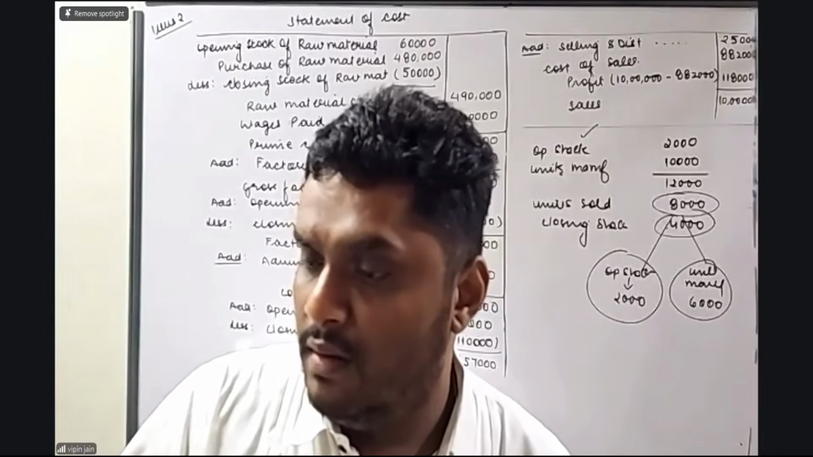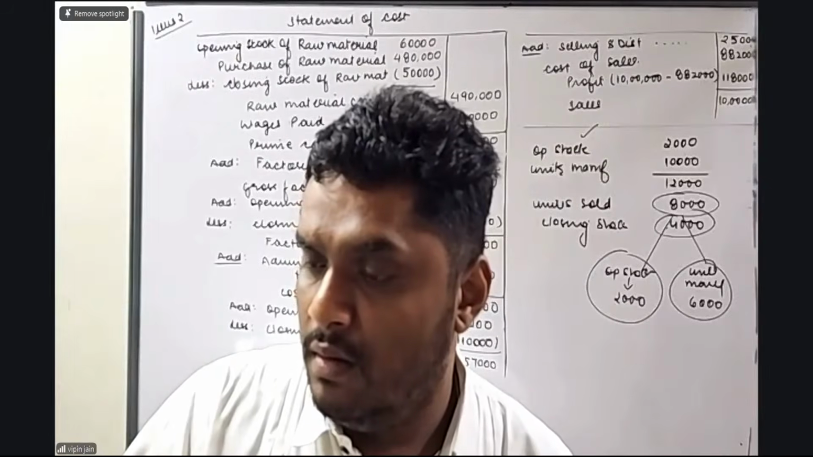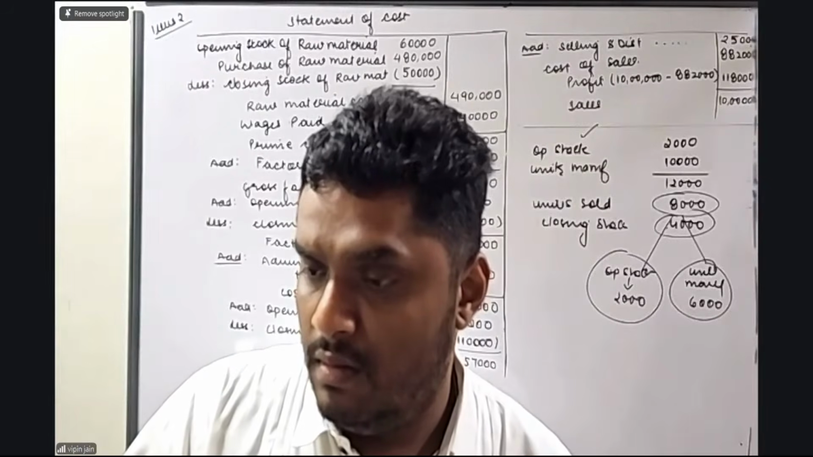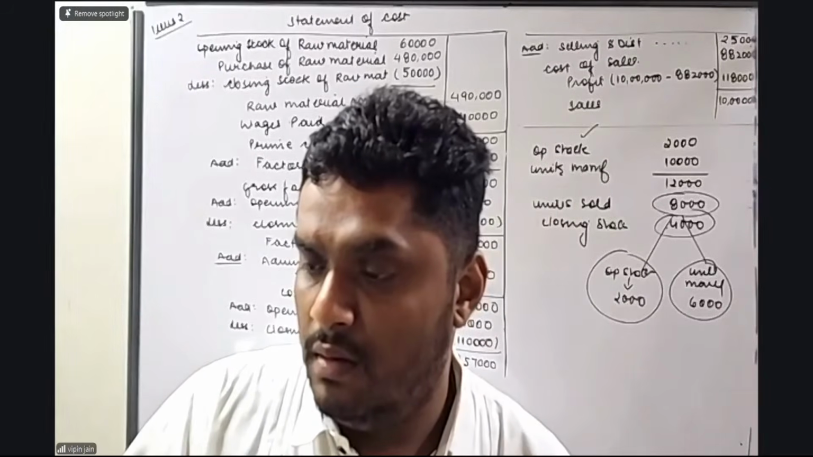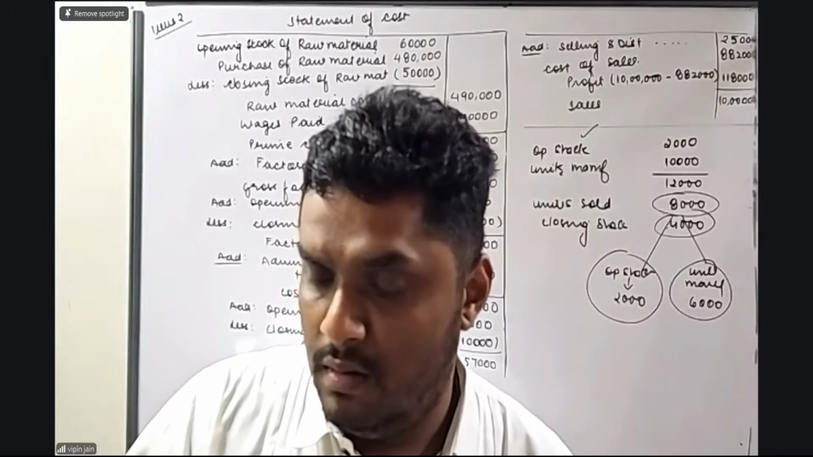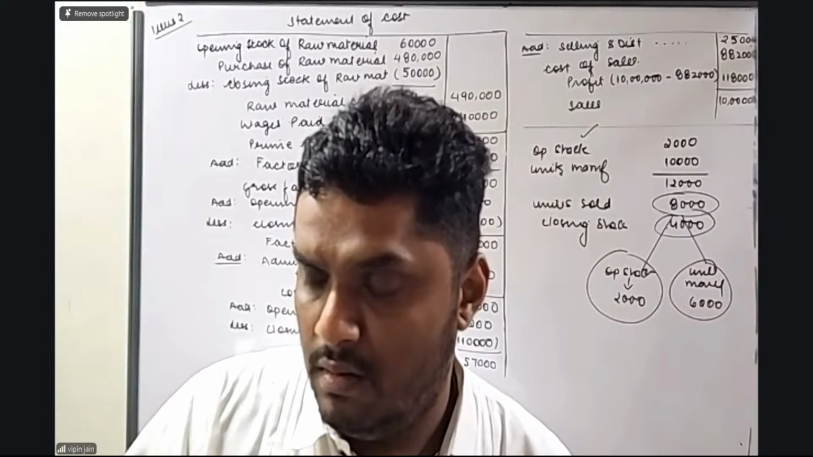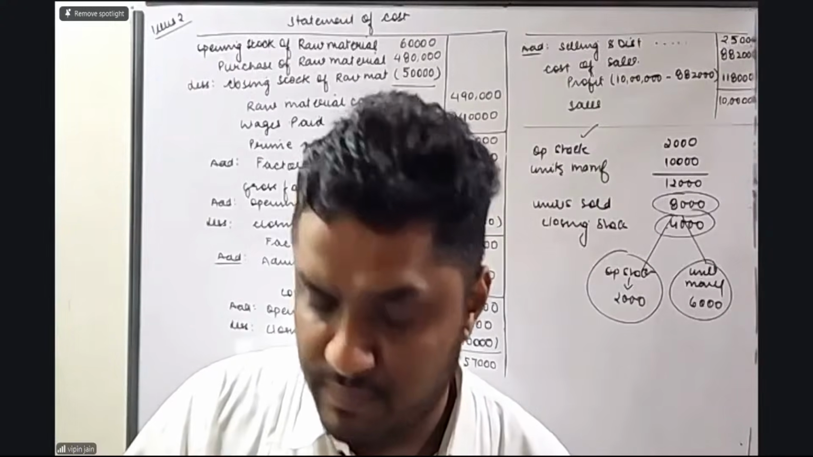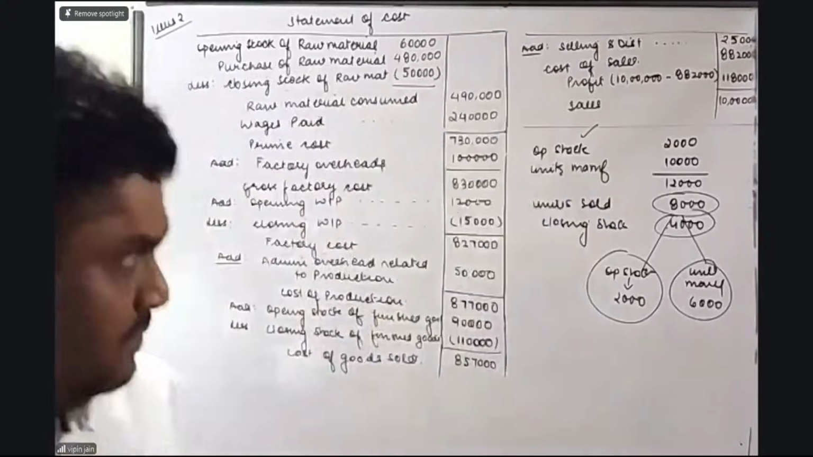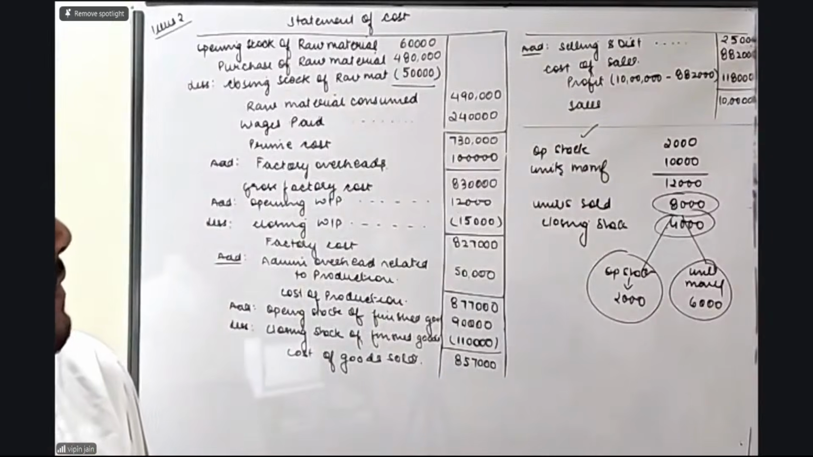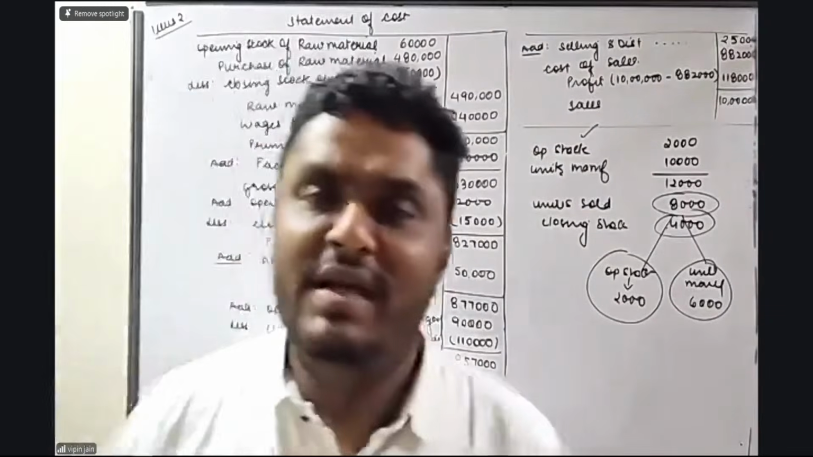Sir, I'm clear with that. As we adjust opening finished goods and closing finished goods after cost of production, but I need some clarity regarding why we are adjusting opening WIP and closing WIP at that stage, after gross factory cost.